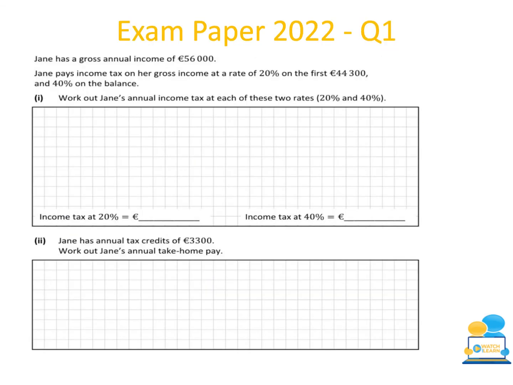So before we finish up, we'll look at one exam paper question. This was from the paper in 2022 and it was on question 1. It tells us that Jane has a gross annual income of €56,000. Jane pays income tax on her gross income at a rate of 20% on the first 44,300 and 40% on the balance.